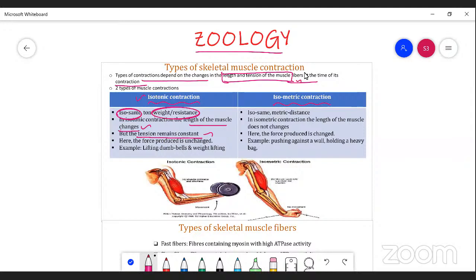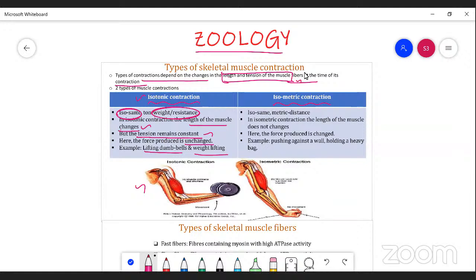Here the force is produced, but the force is unchanged. During the contraction, force is produced, but the force is unchanged. We can give the example for the isotonic contraction: lifting the dumbbells and weight lifting. See that in the diagram. That is the example for the isotonic contraction.